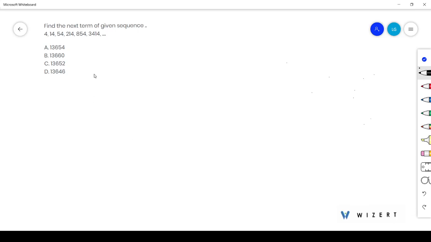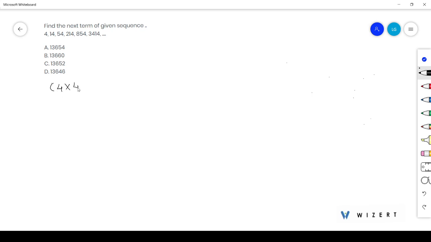Our question is, find the next term of the given sequence. And we have given the sequence here: 4, 14, 54, 214, 854, 3414. Okay. Now here, first term is 4.